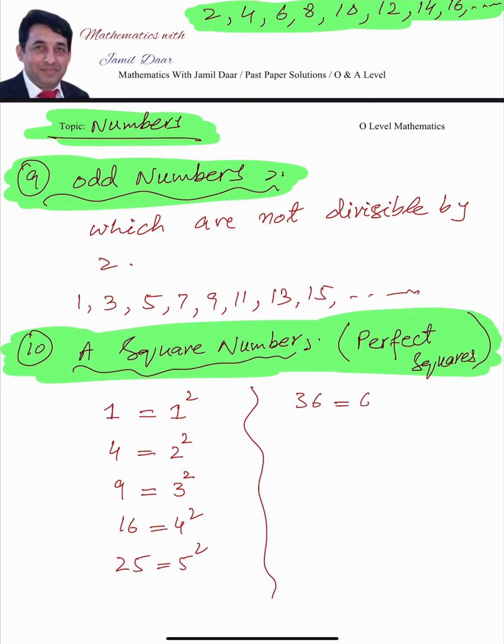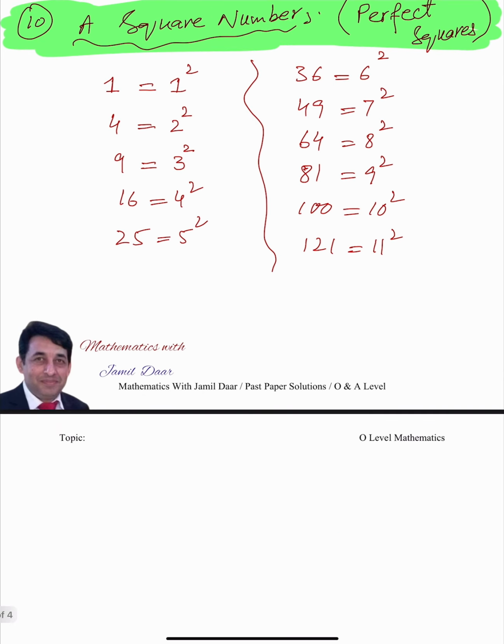36, that's 6 square. 49, 7 square. 64, 8 square. 81, 9 square. 100, that's 10 square. 121, that's 11 square. 144, that's 12 square. 169 is 13 square. 196 is 14 square.